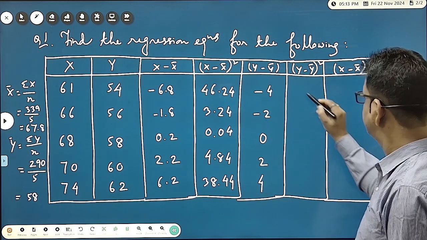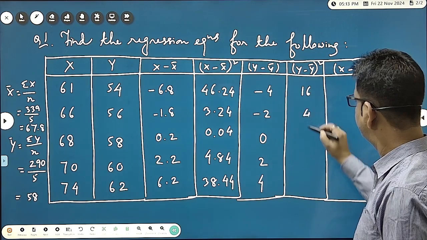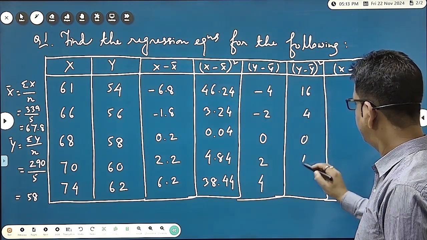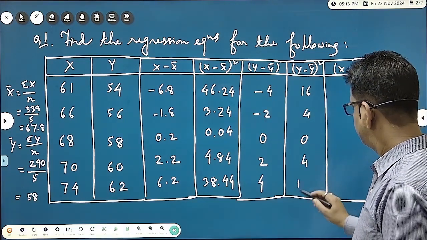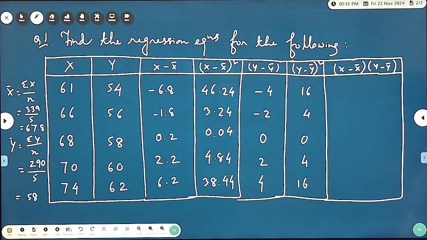So the square of this is 16. Square of this is 4. Square of this is 0. This is again 4. And this is again 16. Right? Okay. Now look at the last column, which is also required to put in b of xy and b of yx.